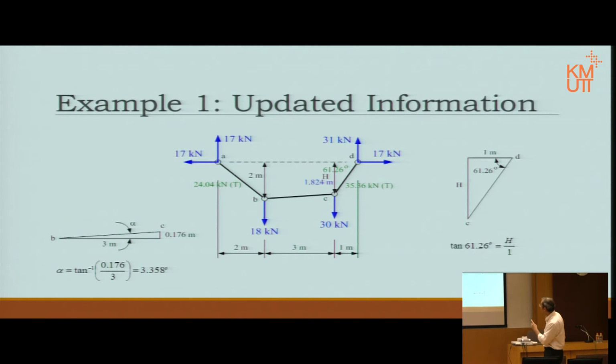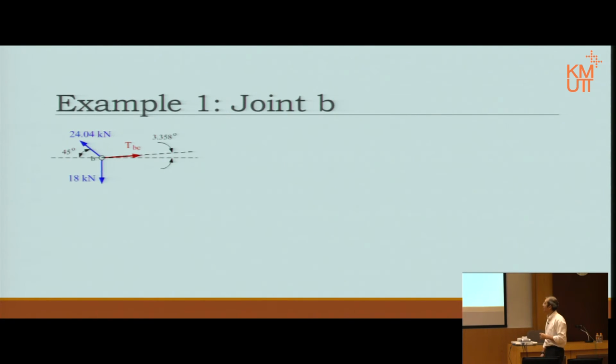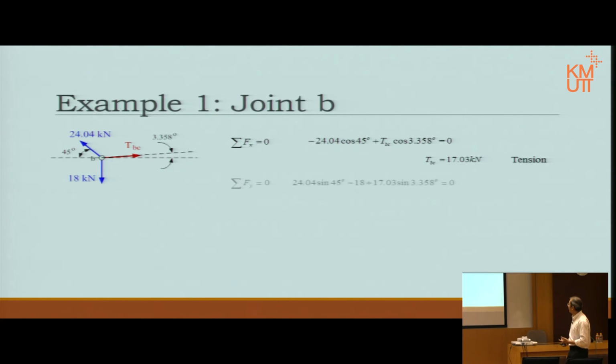Once I have that, then I can look at the equilibrium of joint B. Again, TBC will be on the same angle. Once we have that, then normal calculation, sigma of x, and then sigma of y, then we get the check.